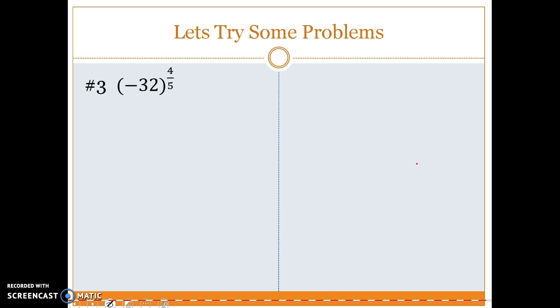Let's try some problems that are a little bit more difficult maybe. What is negative 32 to the 4/5 power? Well, that's the 5th root of negative 32 to the 4th power. The 5th root of negative 32 is just negative 2. That's something that we probably should know. And then negative 2 to the 4th power, that's negative 2 times negative 2 times negative 2 times negative 2. That's going to be positive 4 times positive 4. Well, that is 16. And so for number 3, our final answer there is 16.